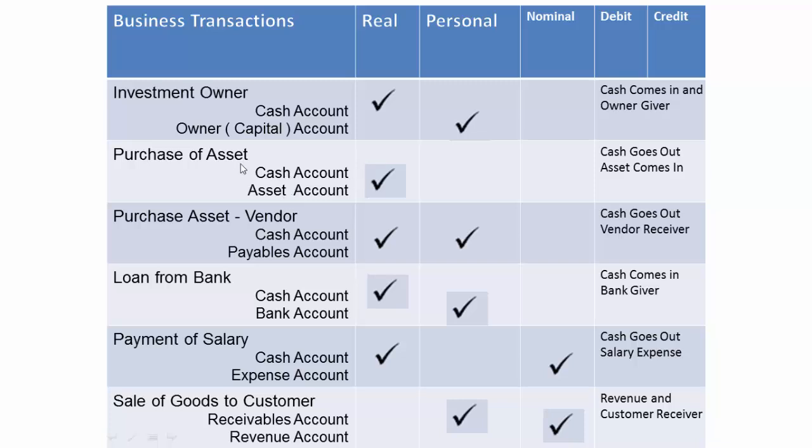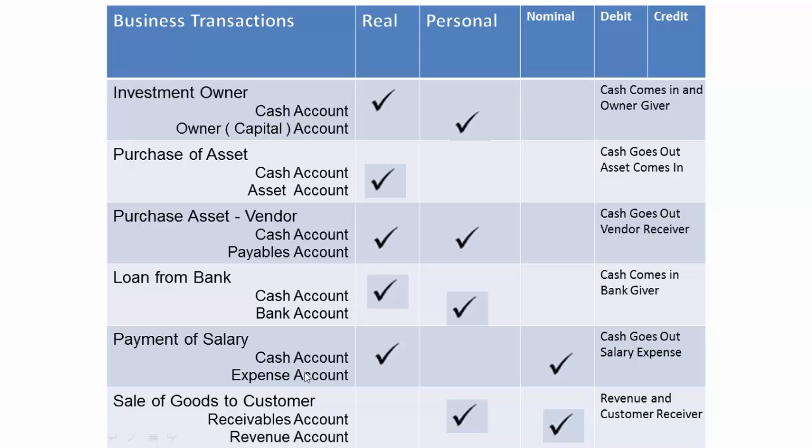For the purchase of assets, obviously assets are coming in as a debit and cash is going out as a credit. So in this case, purchase of asset is all real accounts, right? Cash as well as asset. Purchase of asset from a vendor: obviously payables with the vendor is a personal account, and then cash is a real account. Loan from bank: again the bank is a vendor kind of thing, in this case a person, and then cash is again a real asset.